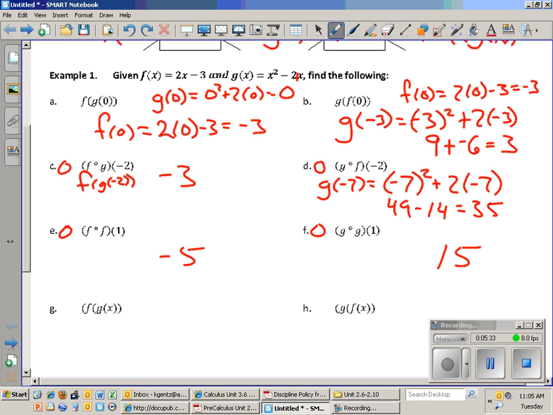Okay? So I understand we might make an algebraic mistake, or I should say an arithmetic mistake. But with that said, do you understand the process? Okay, let's try ones that are a little bit different.